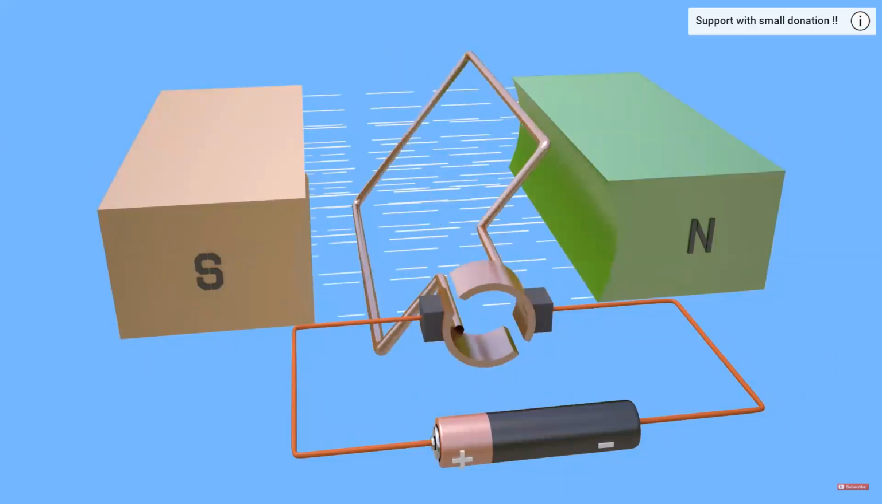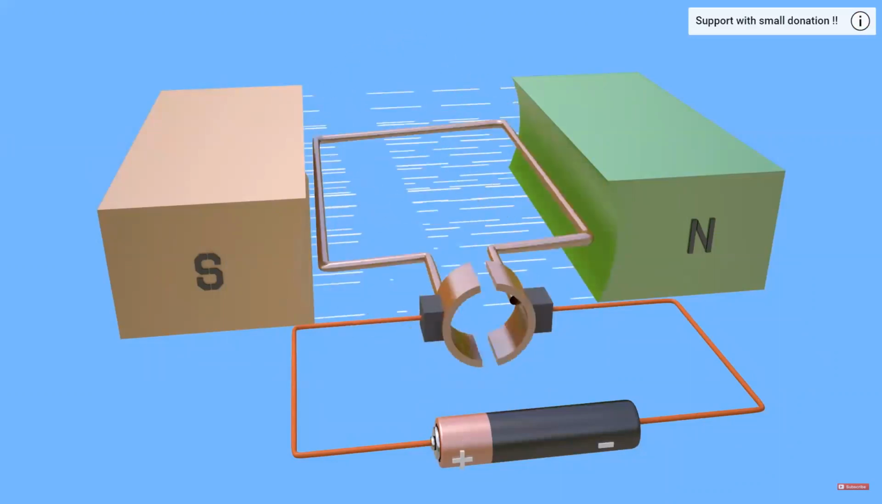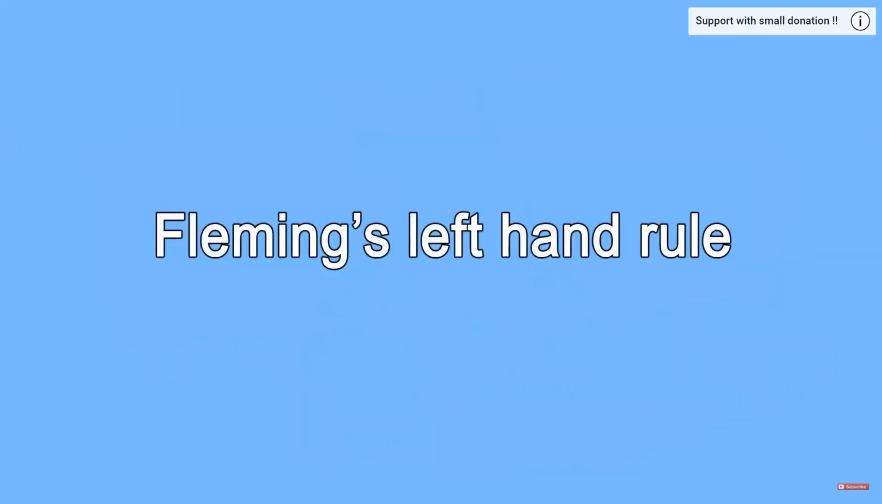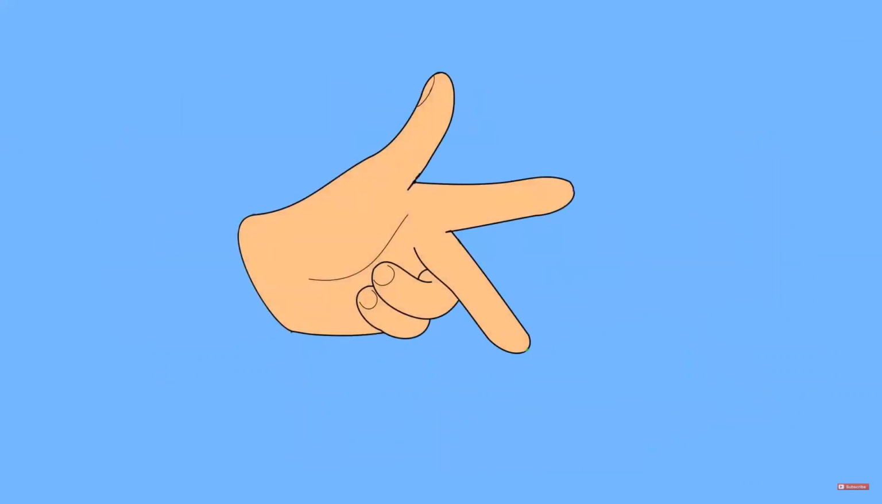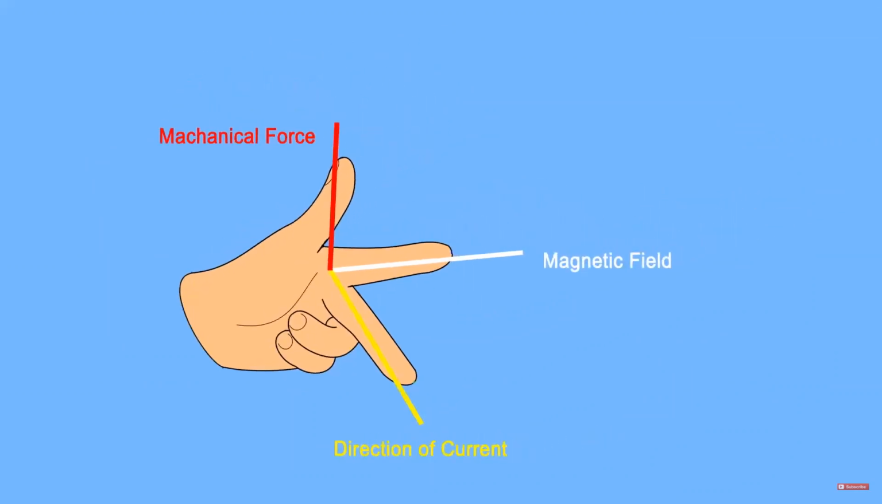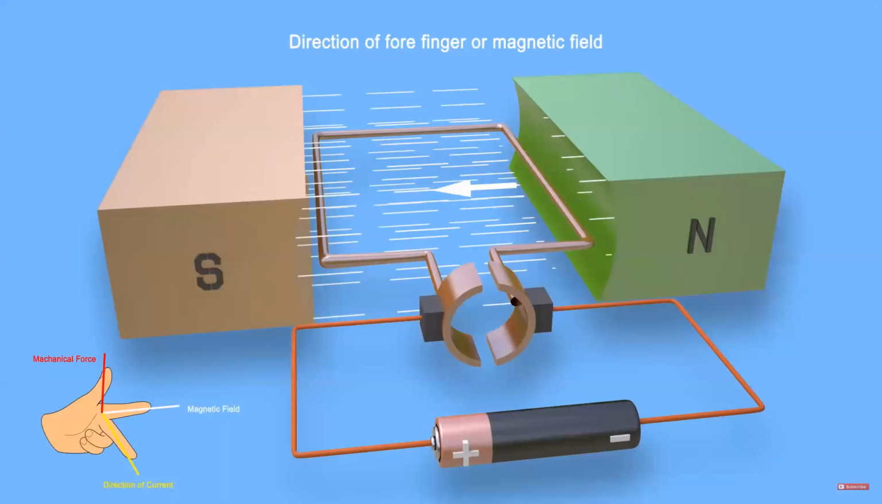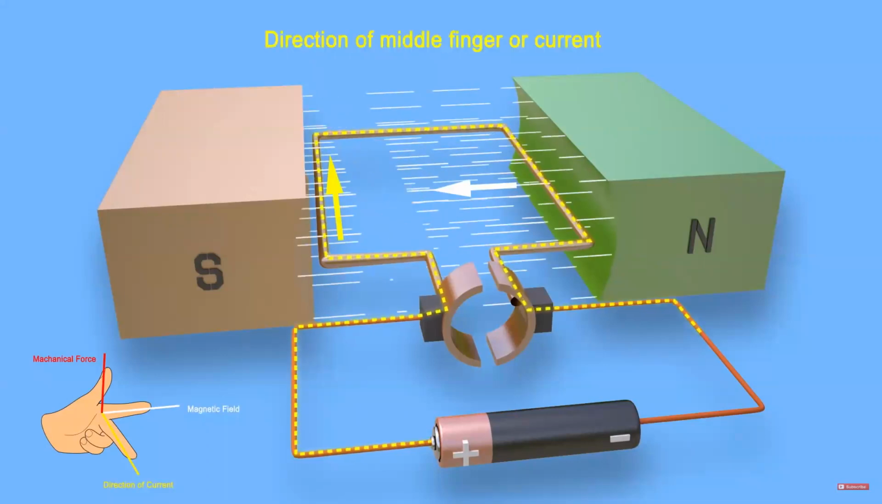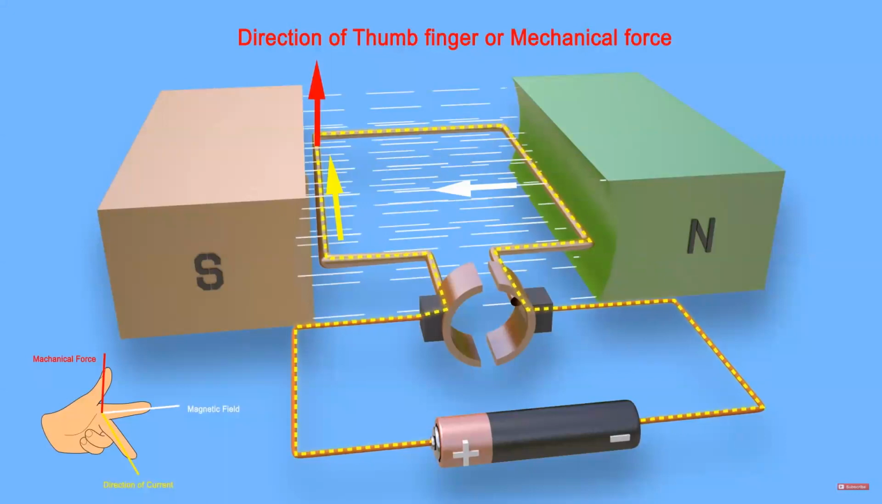The direction of the mechanical force can be easily determined by applying Fleming's left hand rule. To do this, spread out your left thumb, forefinger, and second finger so they are all at 90 degrees to one another. If the forefinger is aligned along the direction of the magnetic field from the North Pole to the South Pole, and the second finger is aligned along the direction of the current in the left side conductor, then the thumb indicates the direction of the mechanical force.